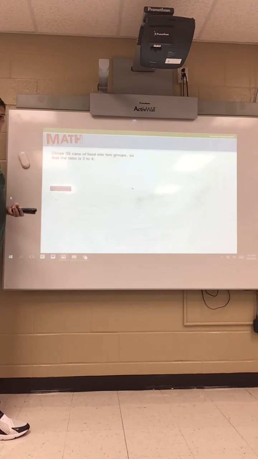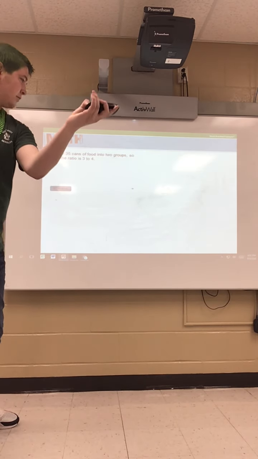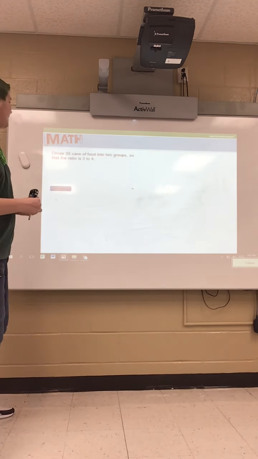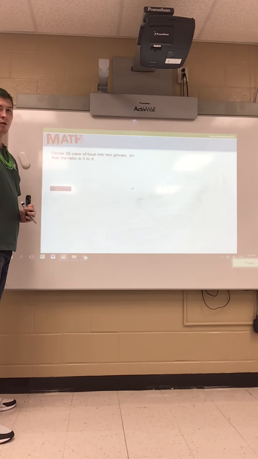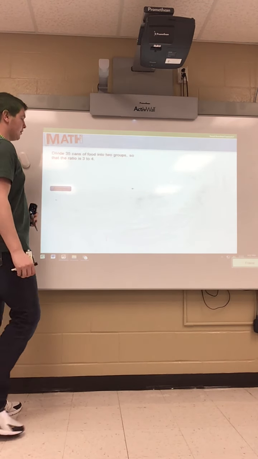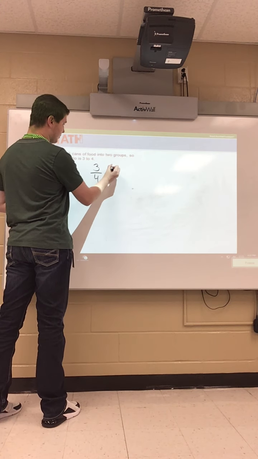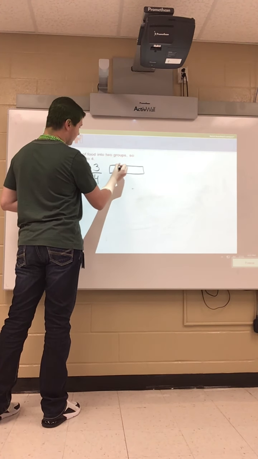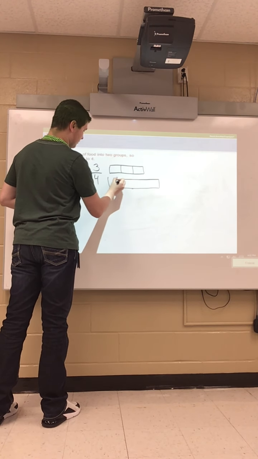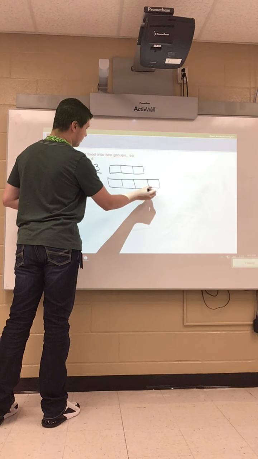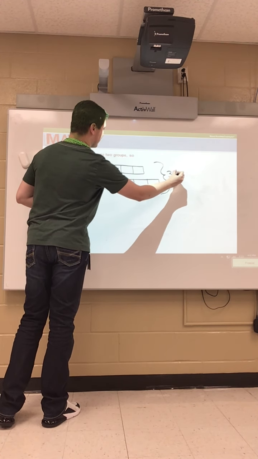So now I want you to try it. Divide 35 cans of food into 2 groups so that the ratio is 3 to 4. Okay, so we want the ratio to be 3 to 4. So we need 3 boxes up here and 4 boxes down here. Now remember, this is out of 35 cans.